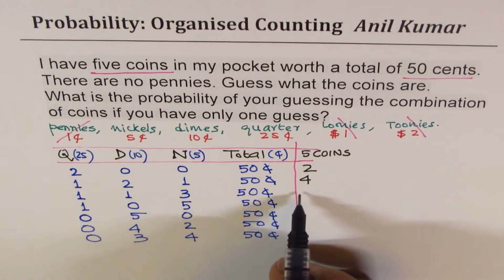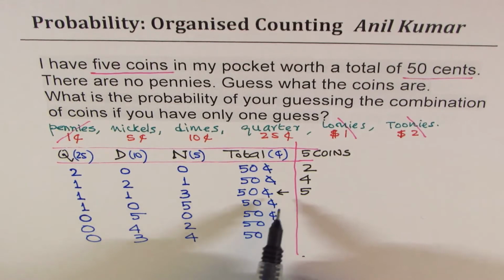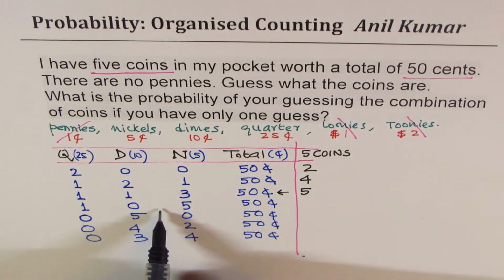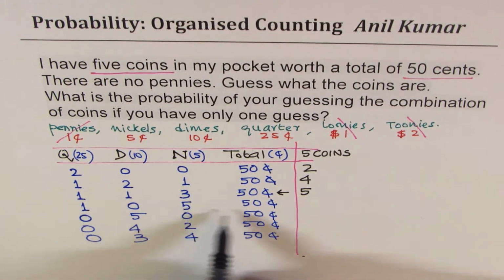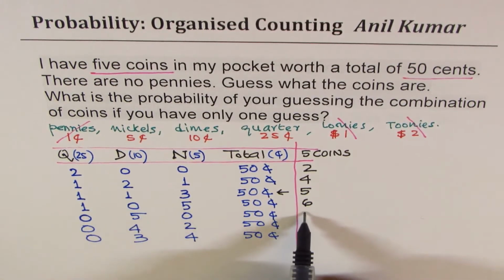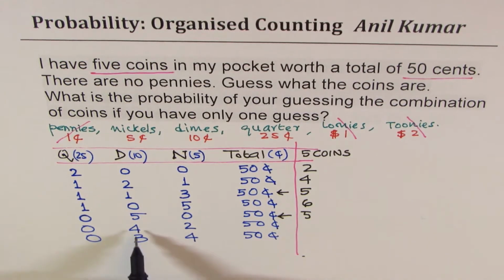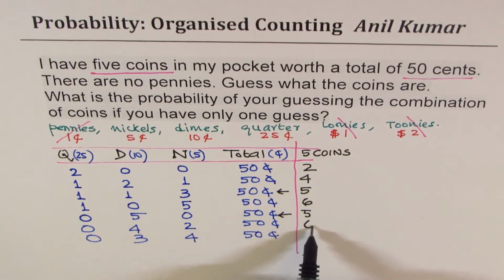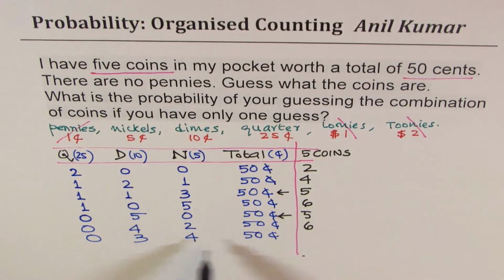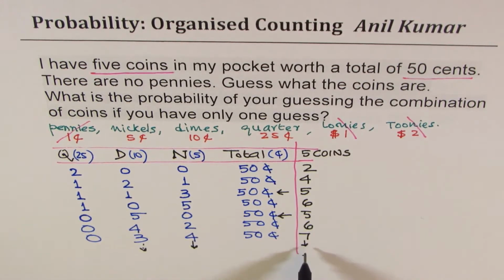In this combination, I have 5 coins. So that seems to be the correct option, correct? Now, in the next combination, I have 1 plus 5, which is 6 coins. Then I have again 5 coins here. So that seems to be the correct option also. Now I have 4 plus 2, which is 6 coins. And then I have 3 plus 4, which is 7 coins. And if I move on, my number of coins will be greater. Do you see that? More and more coins.